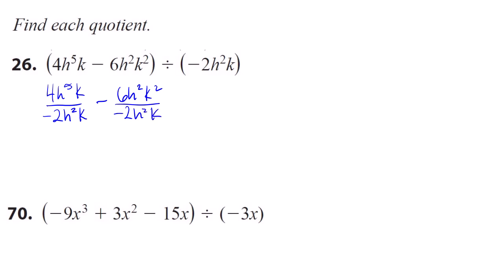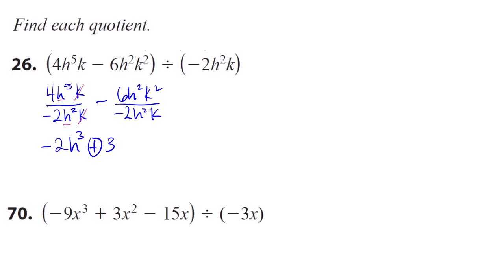All right, and so now we can just take each of these individually and evaluate them. So 4 divided by -2 is -2. Okay, then I'm going to deal with the h's. H to the 5th divided by h squared is h cubed, right? And then these k's cancel out, right? K divided by k is just 1, right? Or k to the 0, which is 1. All right, next I'm going to divide -6 divided by -2. So that gives me +3.